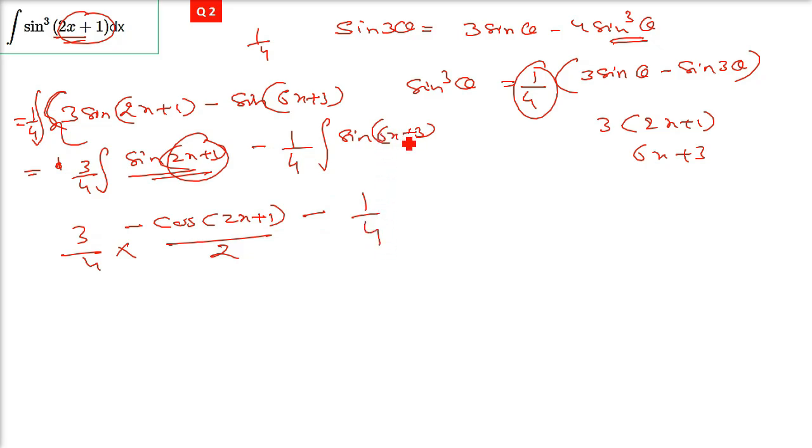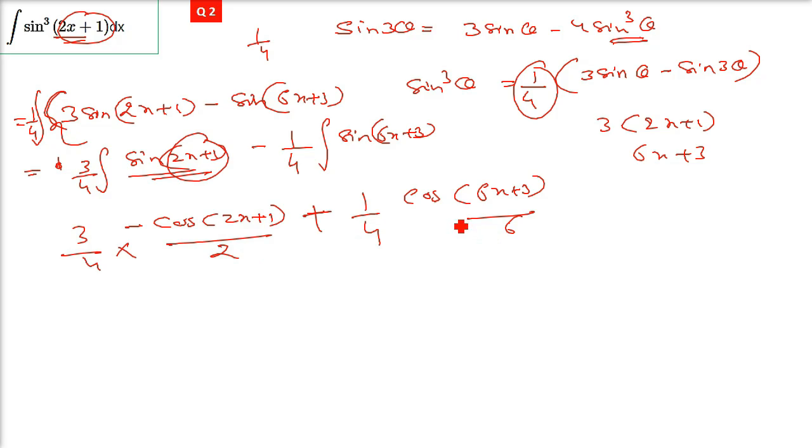Now coming to the second term, 1 by 4 sine 6x plus 3. So it will be minus cos 6x plus 3, minus minus plus. So we have cos 6x plus 3. And this cos 6x plus 3, differentiation of 6x plus 3 is what? It's 6. So that has to be kept in the denominator. So now this whole has become, and now the only thing is the presentation.